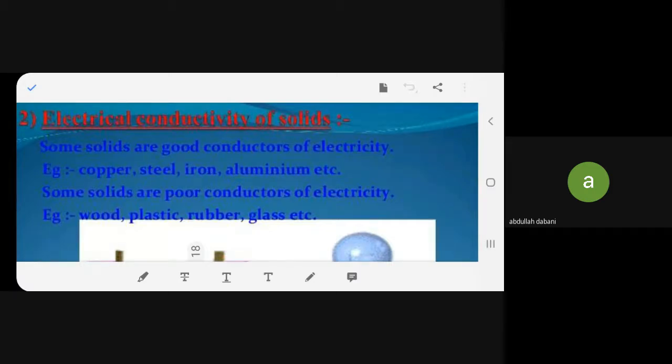So we know that some solids are good conductors of electricity, and we have already seen the examples: copper, steel, iron, aluminium, and many others. And some solids are poor conductors of electricity. That means, rather, we can say the bad conductors of electricity. They are wood, plastic, rubber, glass, etc. I think now things are very clear. Good conductor and bad or poor conductors, and we have got the examples as well.